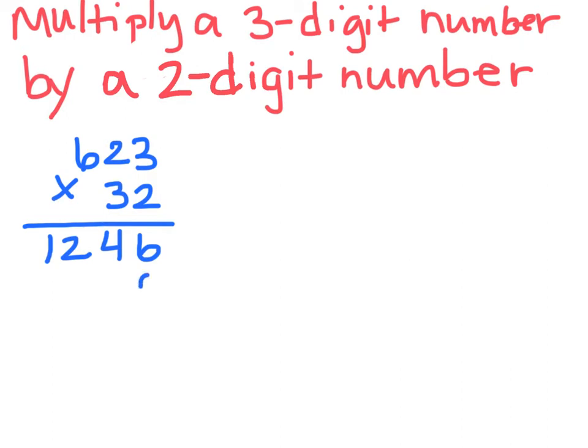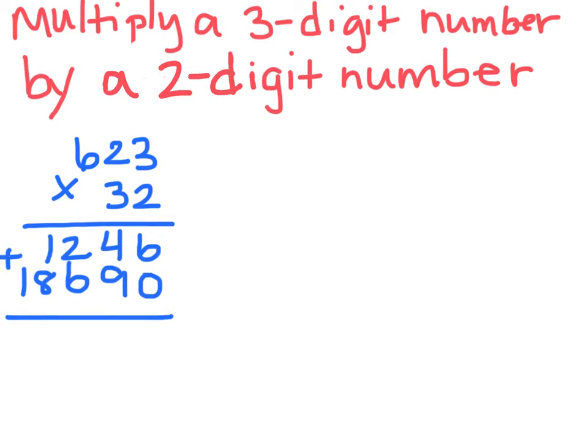Now we put in a placeholder 0, as we're going to be multiplying by 30, and we take our 30 times 623. 3 times 3 is 9, in this case 90, because it's 30 times 3. 3 times 2 is 6, or in this case 600, because it's really 30 times 20. And 3 times 6 is 18, or once again in this place, 18,000, because it's 30 times 600. Now we add.